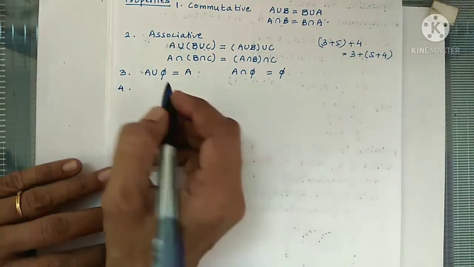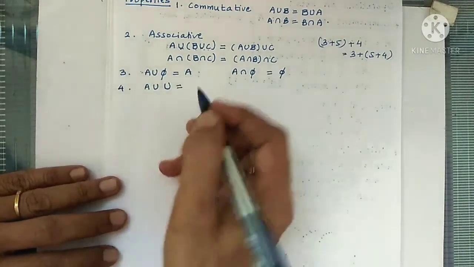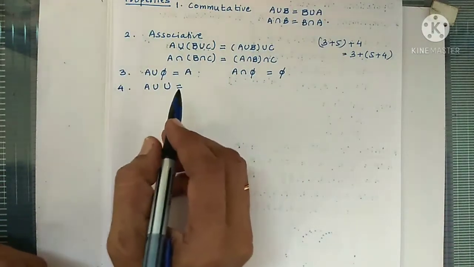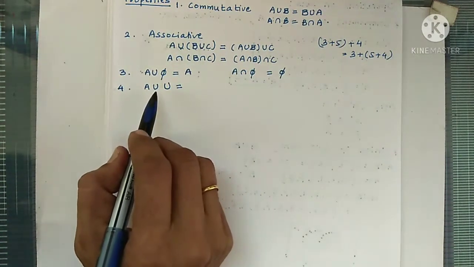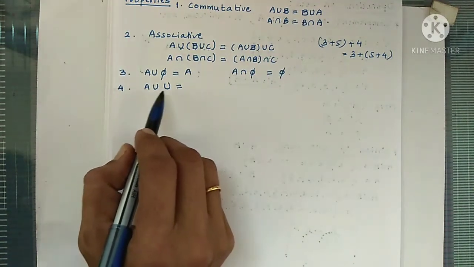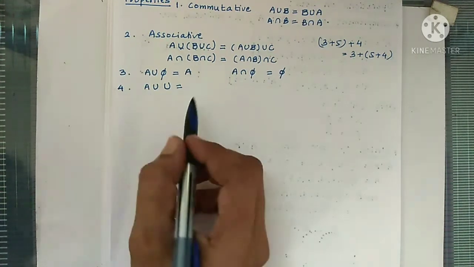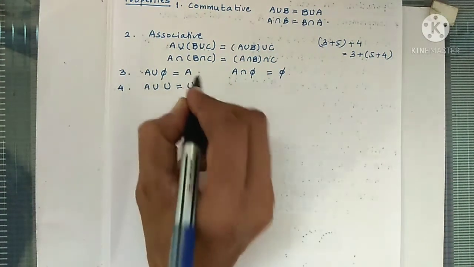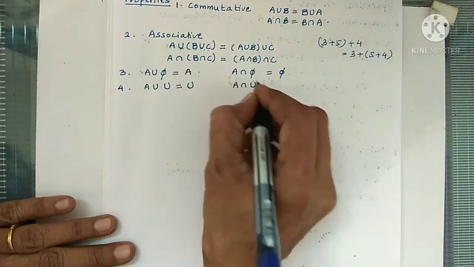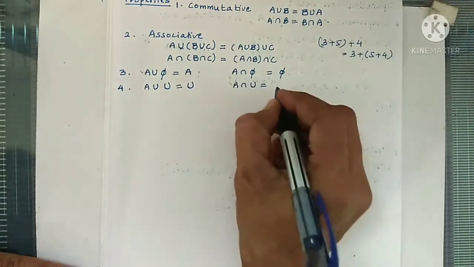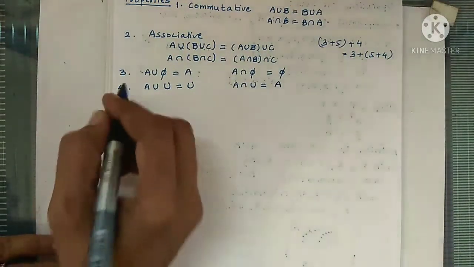Now let's take A union universal set. What happens if we take A union universal set? Here I have written the universal set as U. You can take it as X also. So first of all we write elements of A and then elements of the universal set. But while writing the universal set, we are writing elements of A, and we are getting the universal set only. So this is the universal set. And if we take A intersection universal set, then A is a subset of the universal set. So the common elements are A only. So A intersection universal set is A.